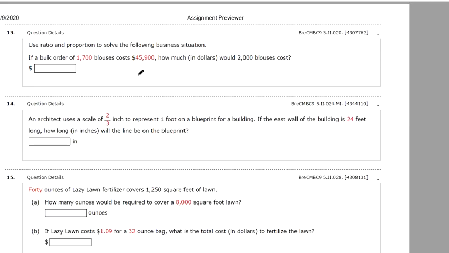And then same type of thing for question 13, except they ask how much does it cost for 2,000 blouses? Well, let's first use this to find out how much it costs for just one blouse. So unit price, a cost divided by amount.